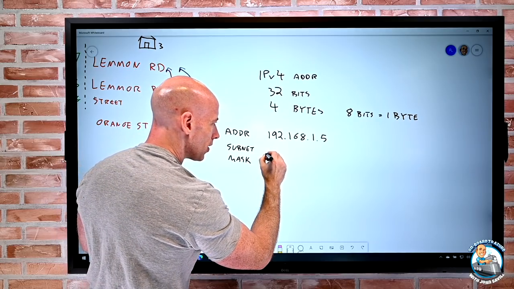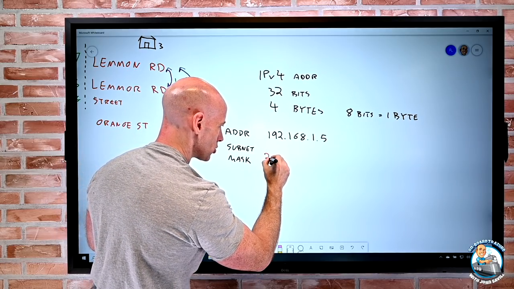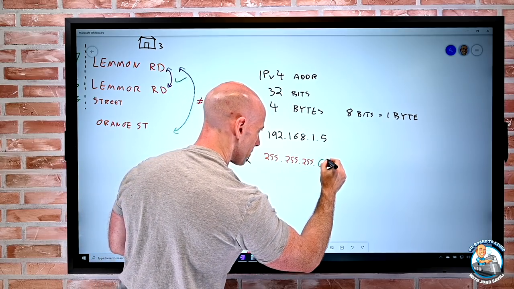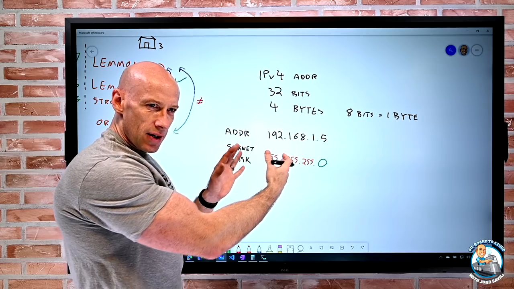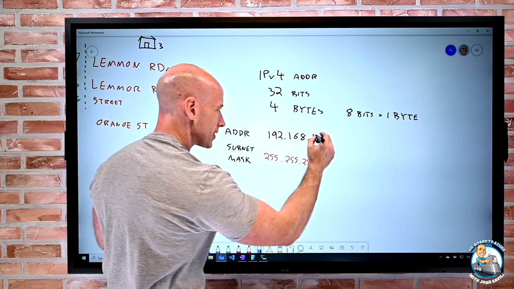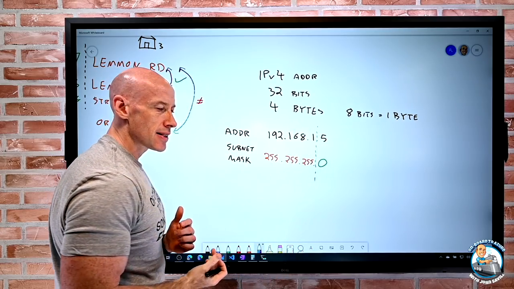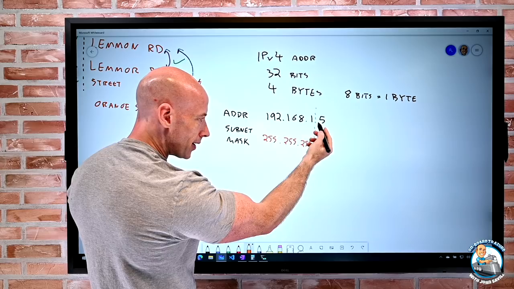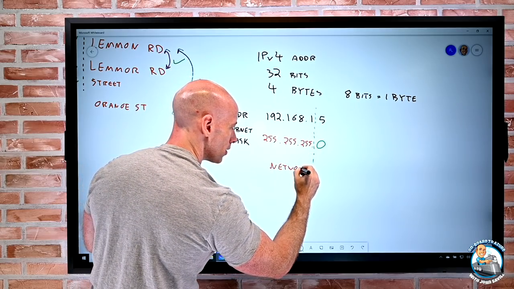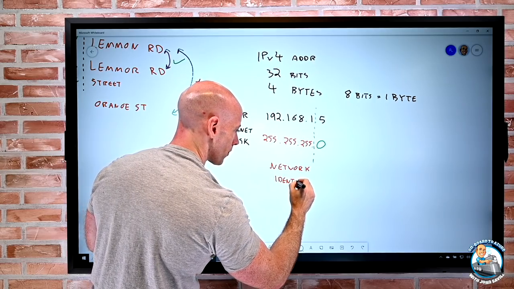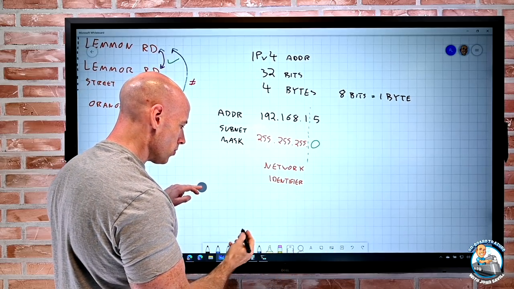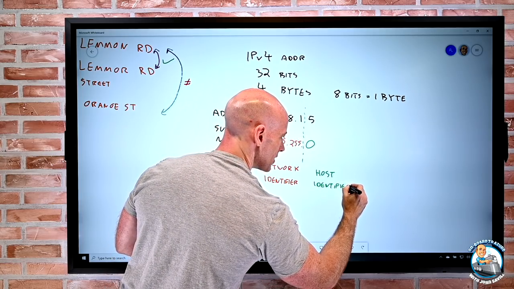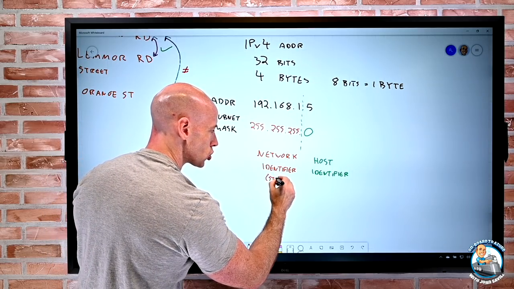A very simple example would be 255.255.255.0. And in a very simple way, if we deal with these 255s, that is telling us where that breaks down. If it's 255, then that byte is the network address. So we can see, hey, that means 192.168.1 is the network identifier. Where it's 0, that's going to be the host identifier, like the house number. So I can think of the network identifier like the street.